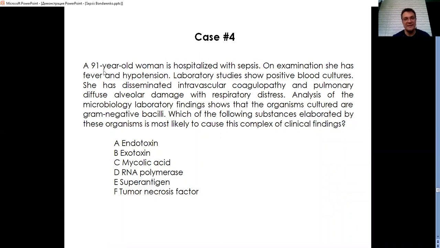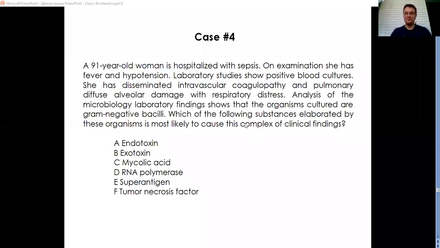Case number 4. A 91-year-old woman hospitalized with sepsis. On examination, she has fever and hypertension. Analysis of the microbiology laboratory findings shows that the organisms cultured are gram-negative bacilli. Which of the following substances elaborated by this organism is most likely to cause this complex of clinical findings?